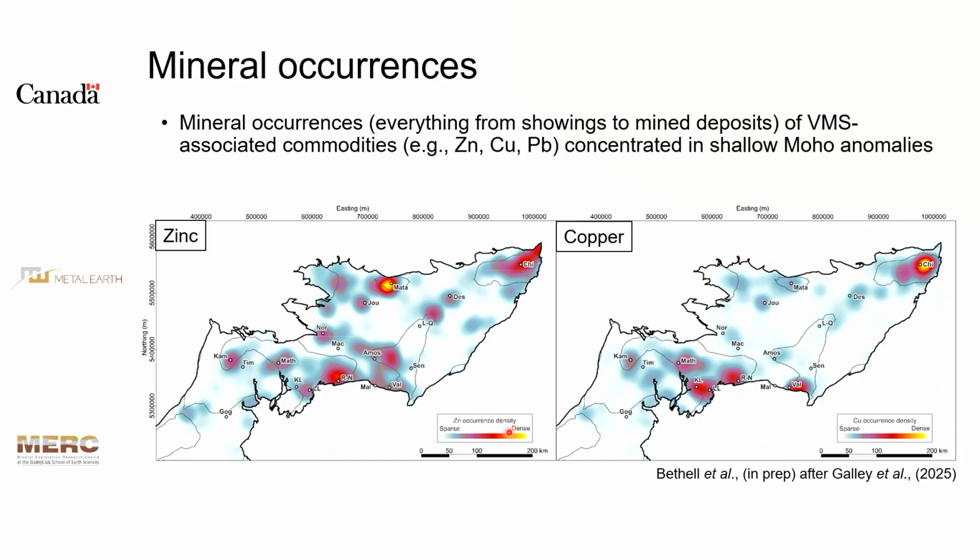I love to make heat maps, so if we look at heat maps of those occurrences, here is zinc, which just shows how spatially dense they are. The outlines show a 38.5 kilometer moho depth contour, outlining what we are considering our shallow moho anomalies. And we do see that they're mainly concentrated within or very close to those moho anomalies.